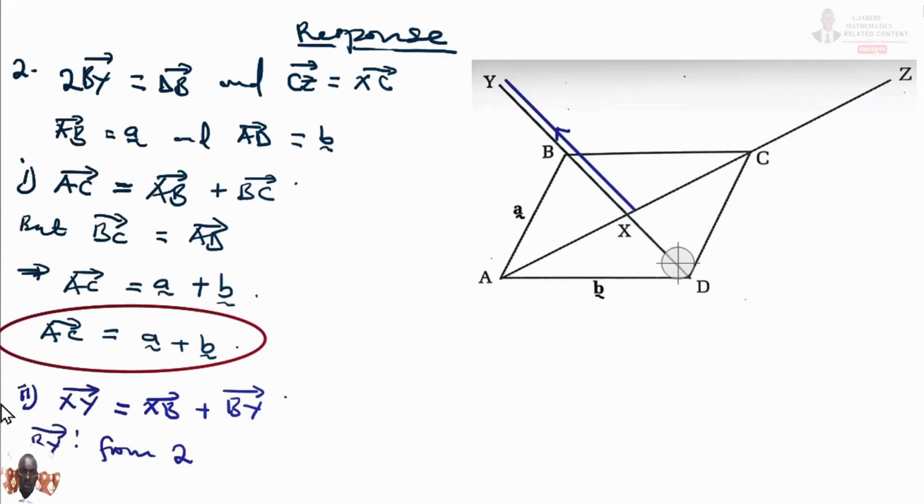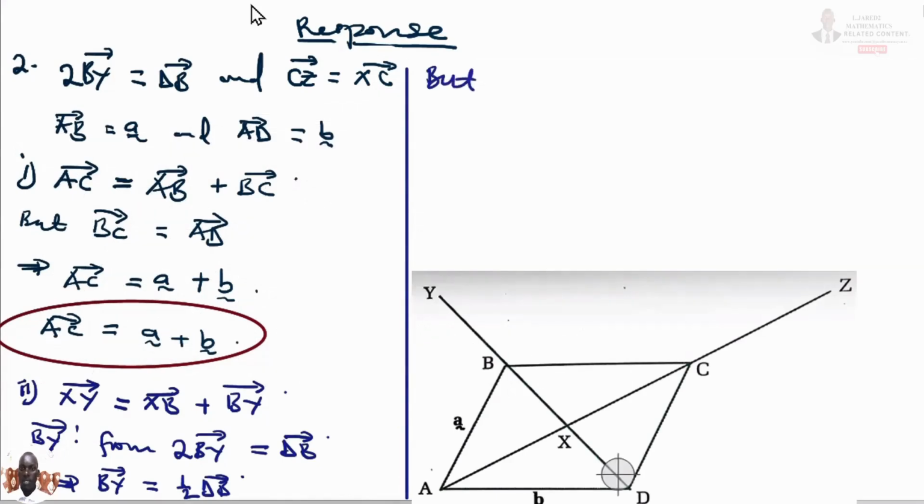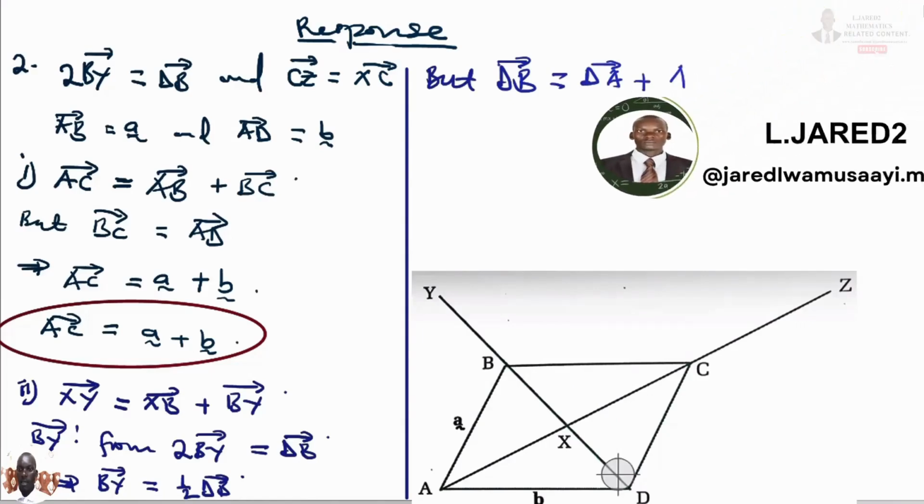From vector BY being equal to half vector DB, it implies that our vector BY equals half vector DB. But now what is vector DB? Let us try to get vector DB. From the diagram here, vector DB from D to B is the same as vector DA plus vector AB.